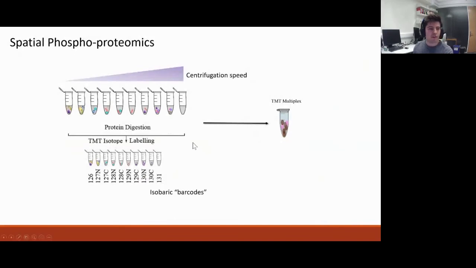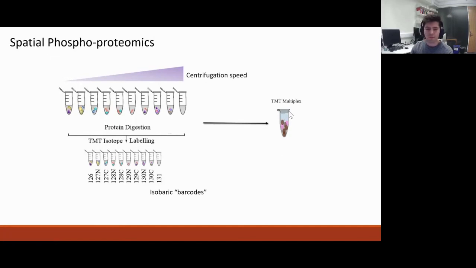Now, how do we extend this framework to capture spatial information on phosphoproteins? We're going to take 10 fractions subjected to increasing centrifugation speeds, again differentially pelleting those organelles. We're going to digest the proteins. We're going to label each of these samples with TMT, and you can just think of these as barcodes for each of these samples. These are isobaric barcodes, so they look exactly the same inside the mass spectrometer. We'll then multiplex these into a single sample.